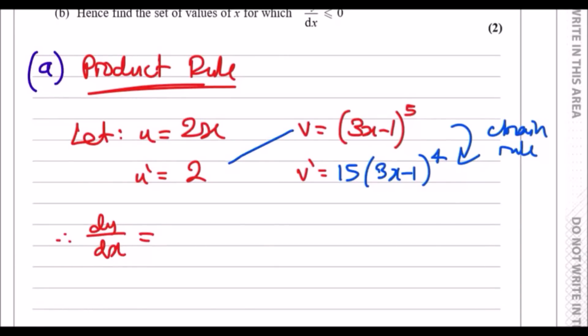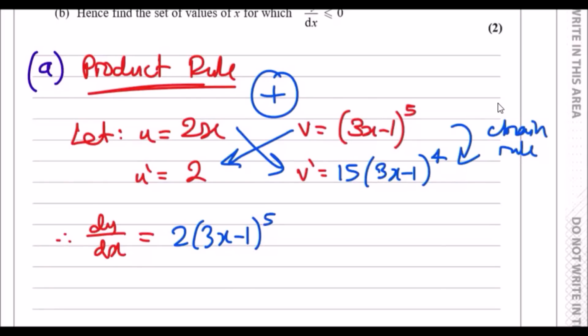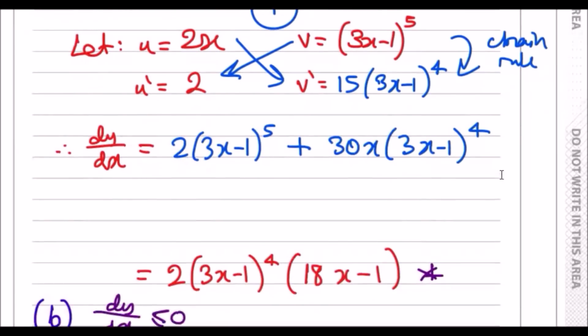Now, dy dx, to use the product rule, is just literally like this. You do the v term times u prime plus u times v prime. So just like that, or other way around. So you can just say 2 times 3x minus 1 power 5. So just glue them together. Plus, and then u times v prime. So 2x times 15 will give us a 30x. Copy the rest. And now you just want to factorize, collecting like terms.